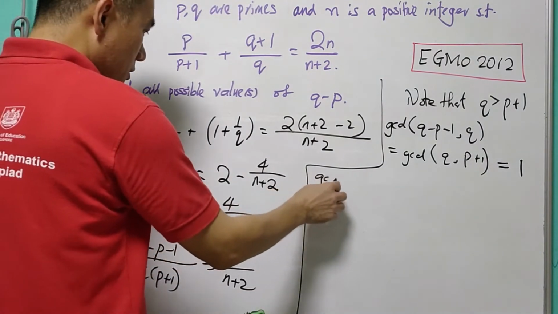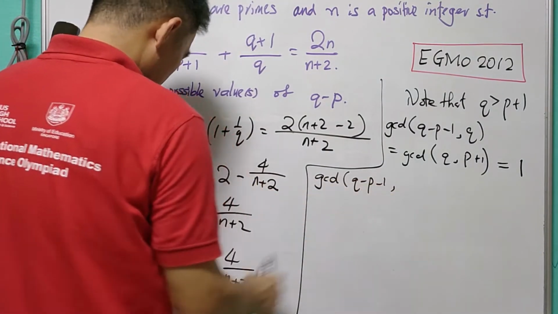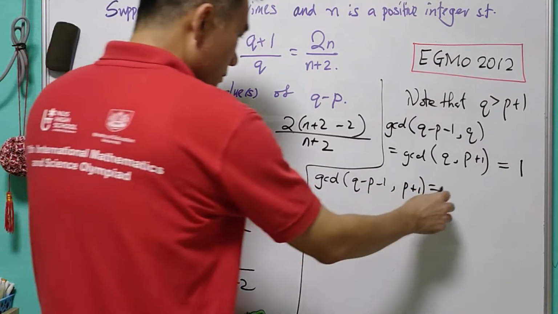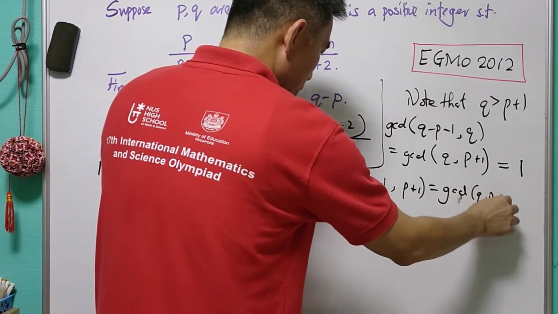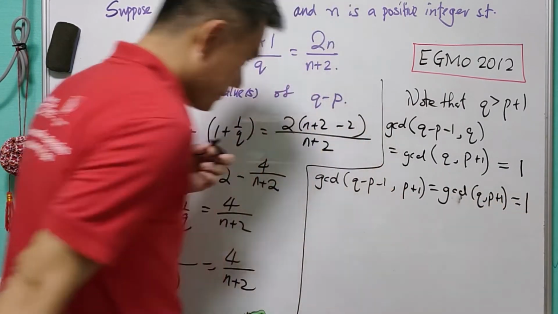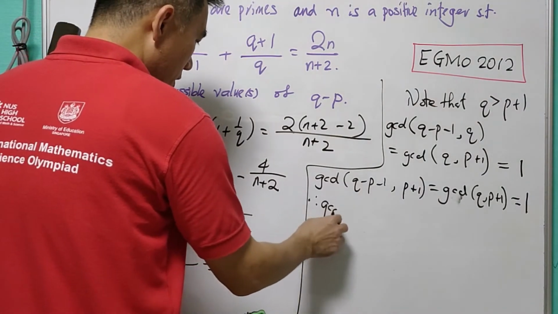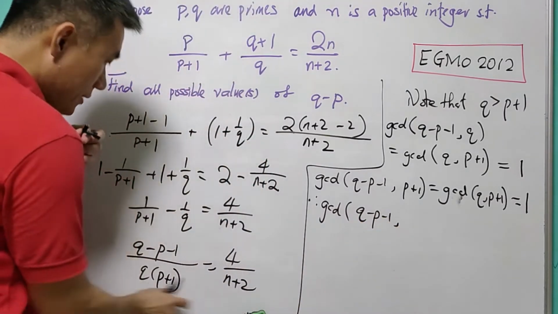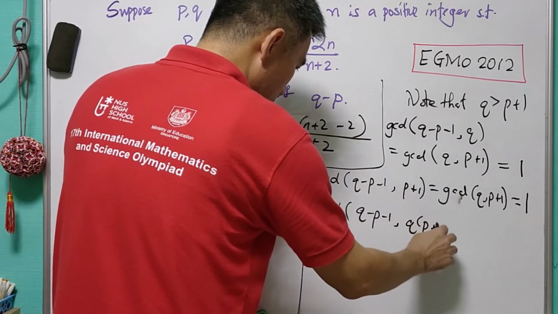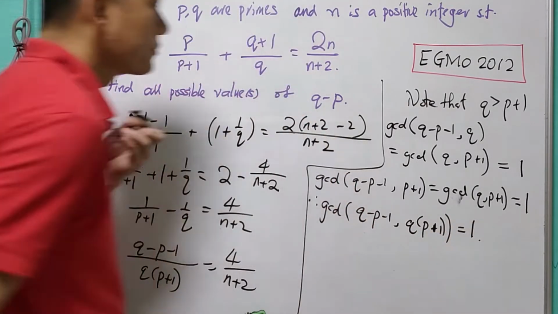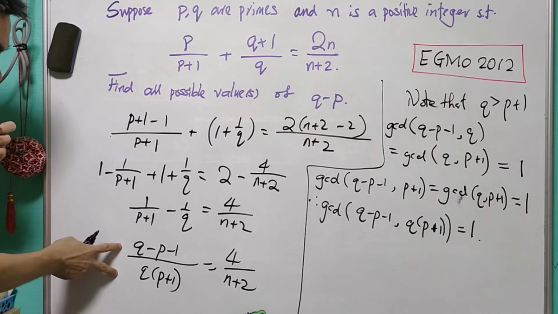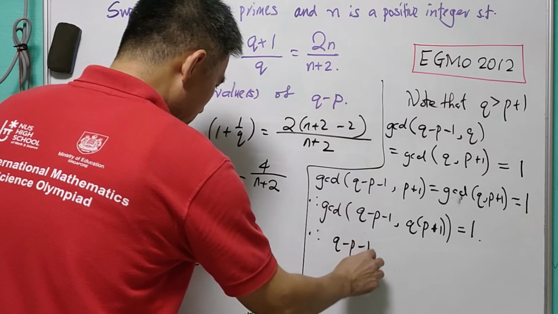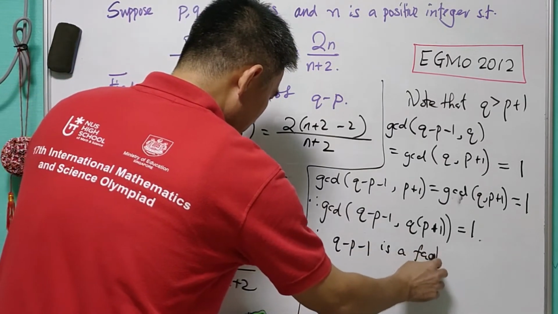Likewise, the GCD of Q minus P minus 1 and P plus 1 is equal to the GCD of Q and P plus 1. Again, this is equal to 1. It means that the GCD of the numerator, Q minus P minus 1, and the denominator Q times P plus 1, is equal to 1. This means that the fraction on the left hand side is of the simplest form. Then we will see that Q minus P minus 1 is a factor of 4.